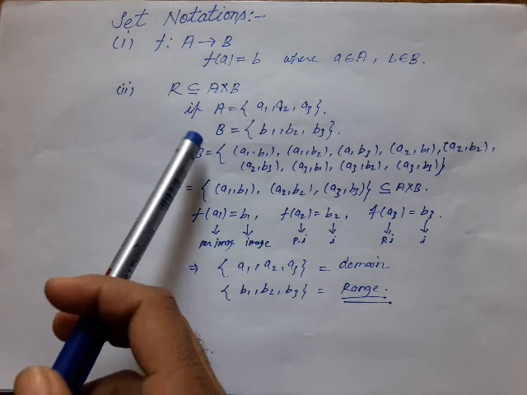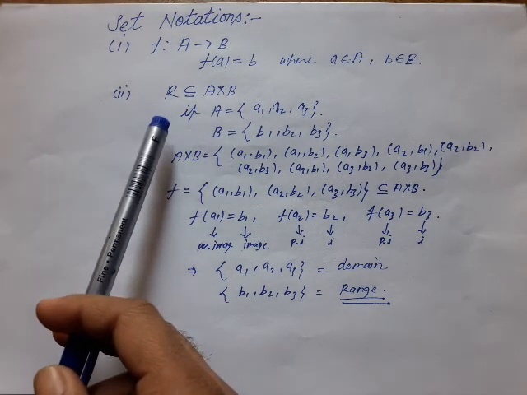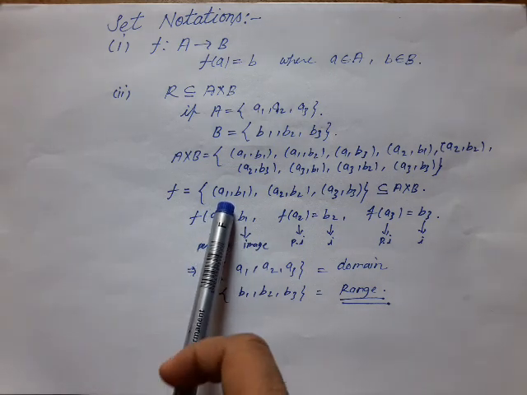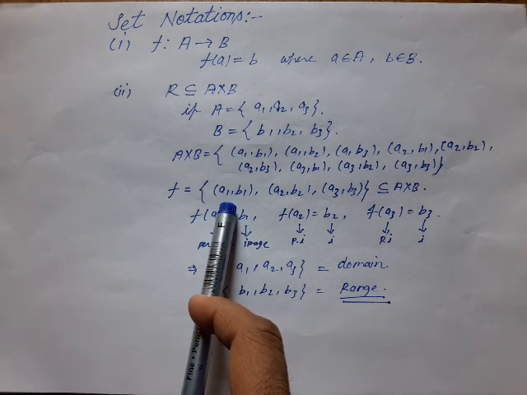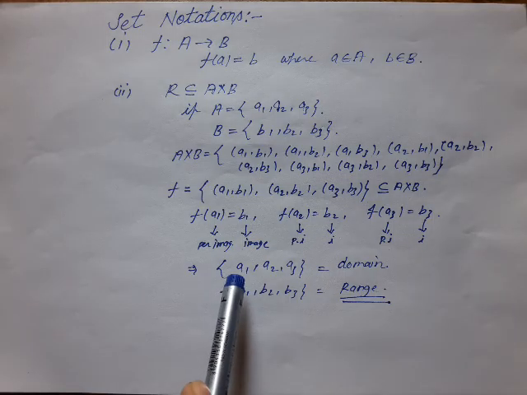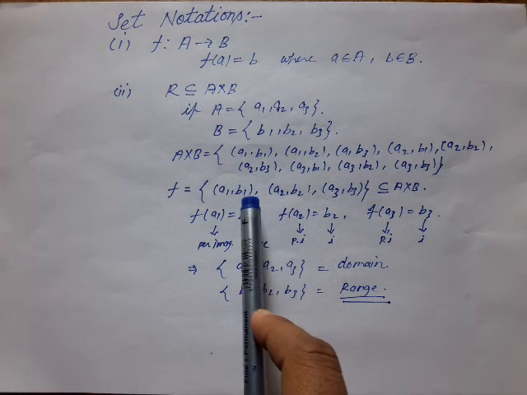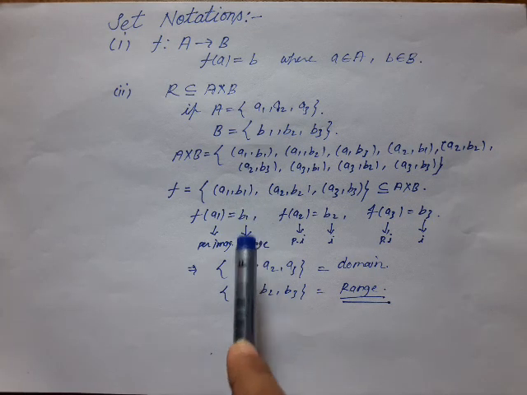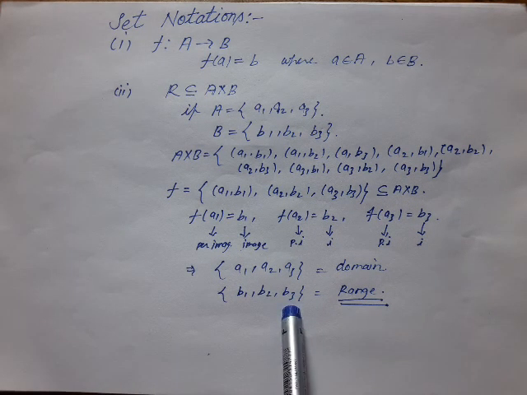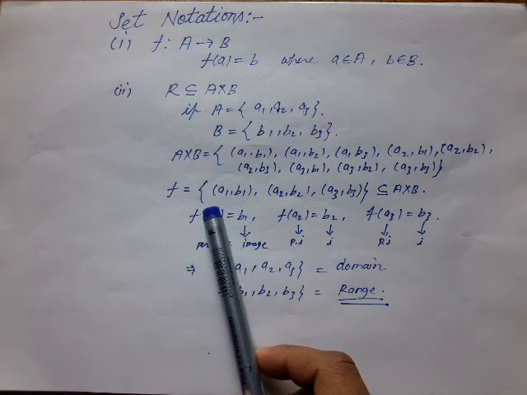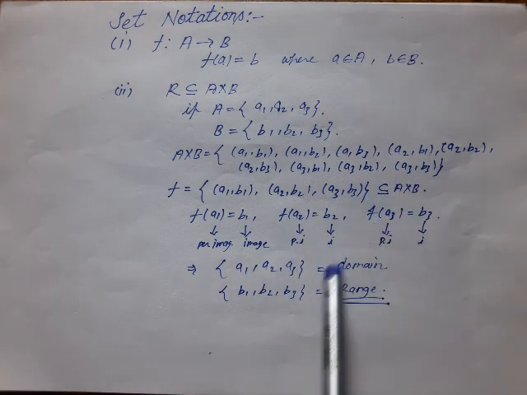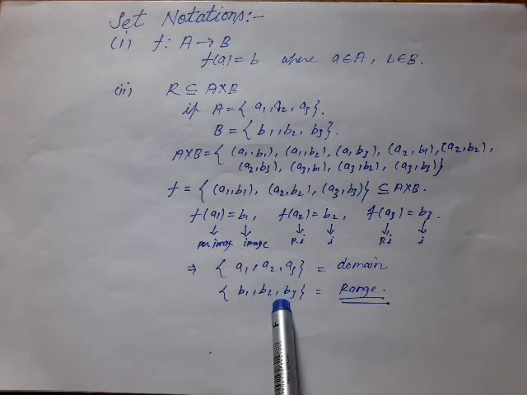So this is the second notation of a mapping. We can define a mapping in terms of ordered pairs. The first coordinate of the ordered pair is called the element of the domain, and the second coordinate of this ordered pair is the element of the range. So the set of a1, a2, a3 is called the domain. The set of b1, b2, b3, which is the set of images, is the range.